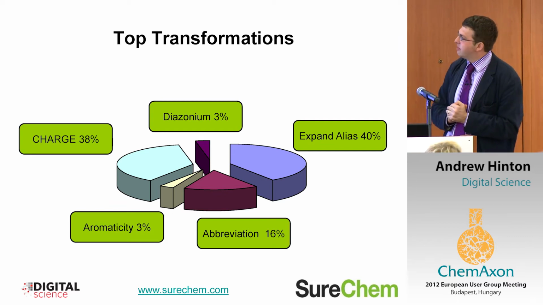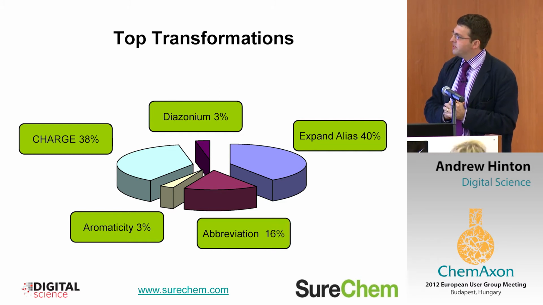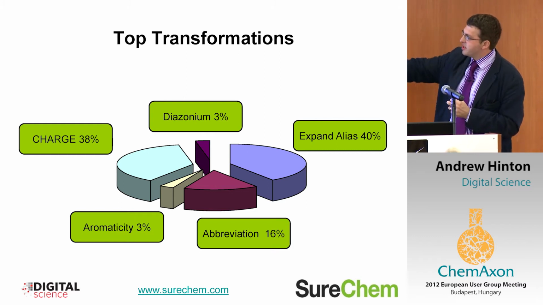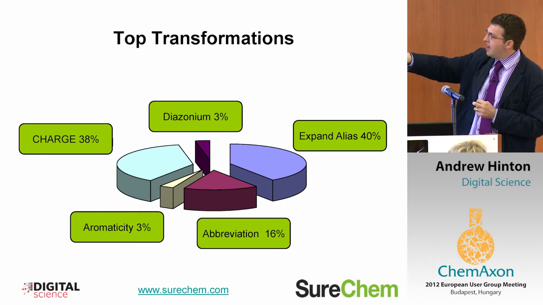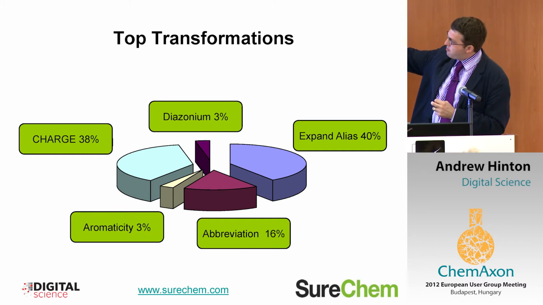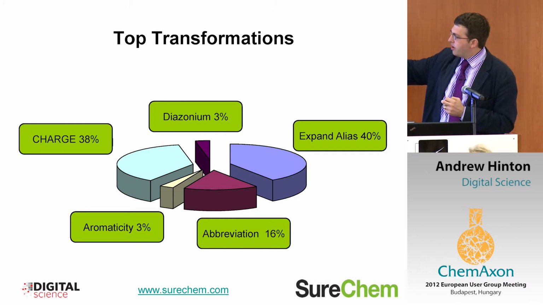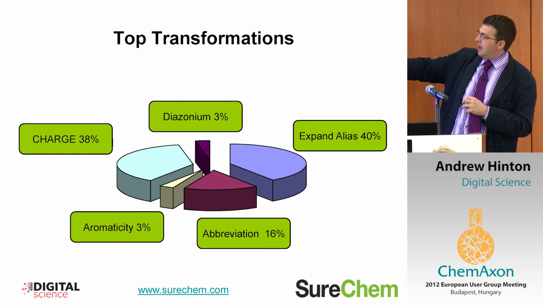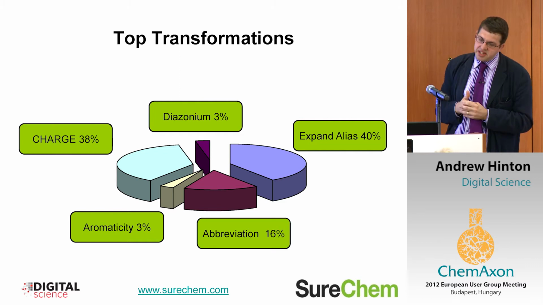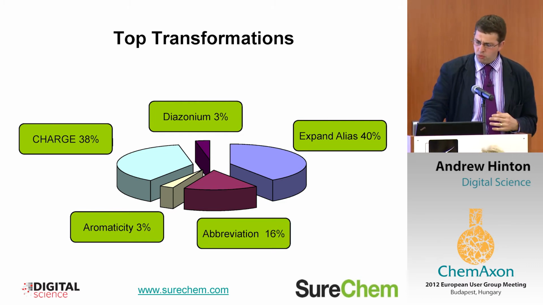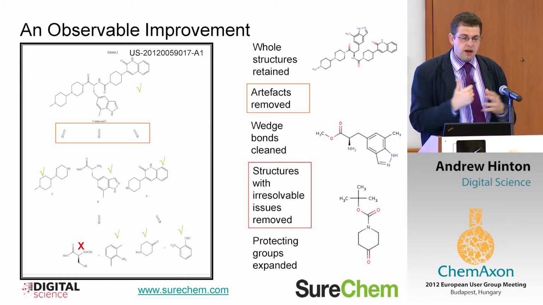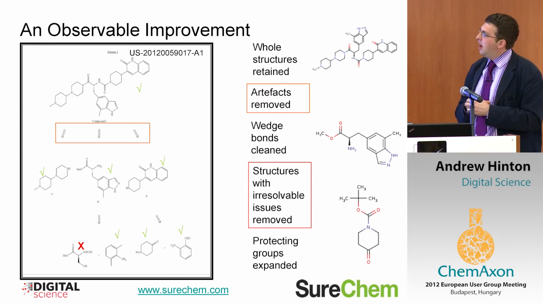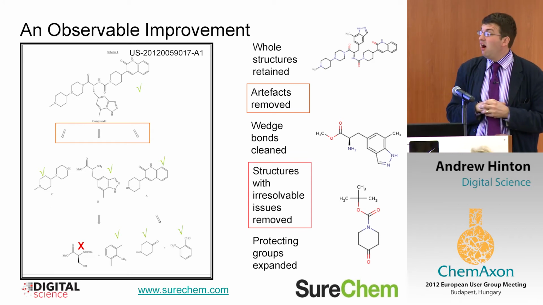We can see that of the 1,000 structures, some of the top transformations that these structures underwent were mostly in the areas of handling of charge, and dealing with abbreviations and expanding aliases. There's also some dealing with aromaticity as well. But perhaps a more palpable way of judging an improvement is by looking at and inspecting particular patents by eye.